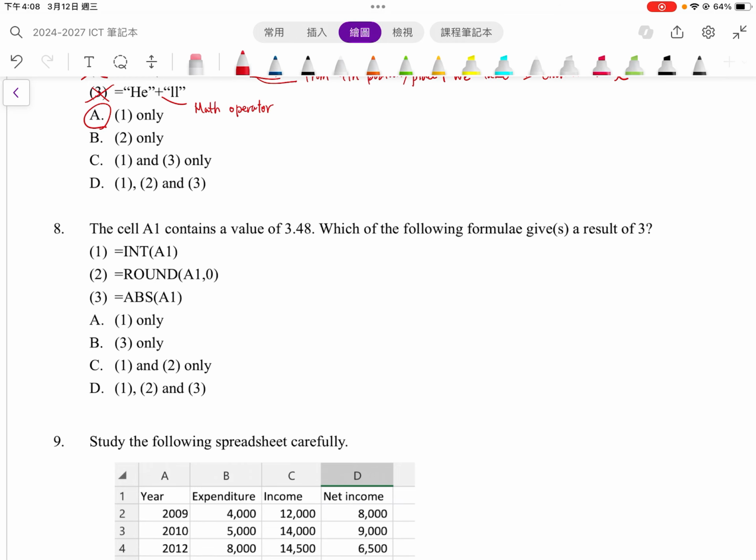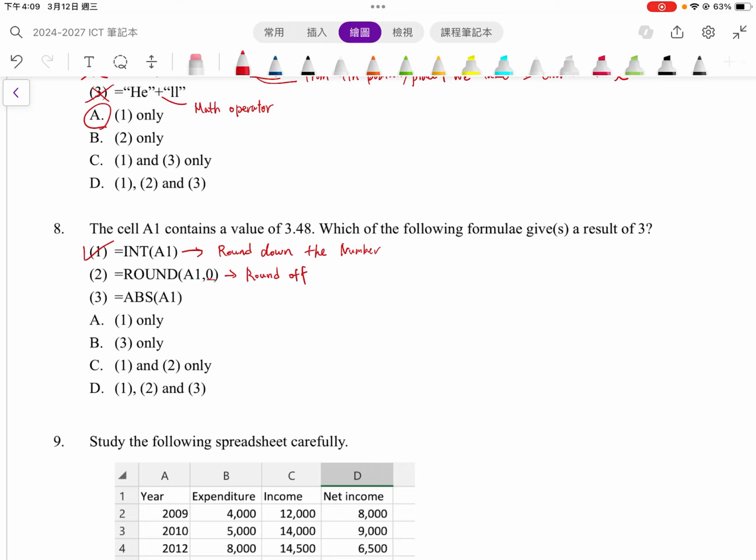Question number 8, we have the math function INT, which rounds down the number. So round down means no matter how big the next digit is, you will always make the whole number become the smaller one. So here we have 3.48. After round down, you will have 3. So this will be the result of 3. So this is correct. And then this is ROUND.